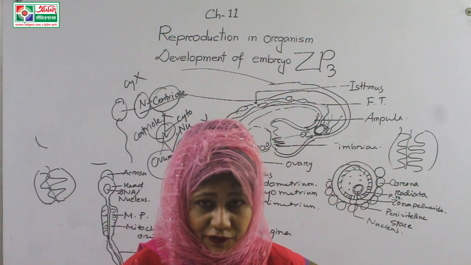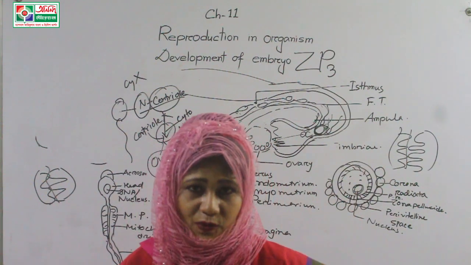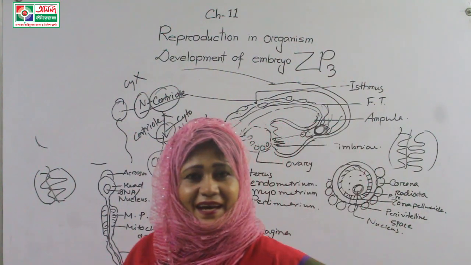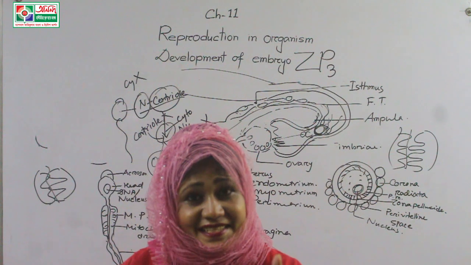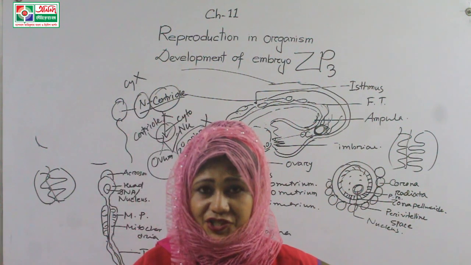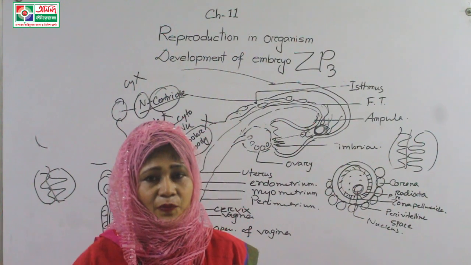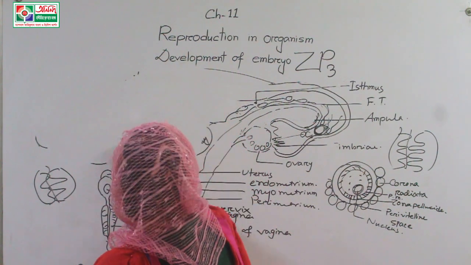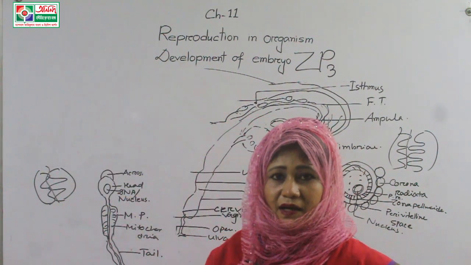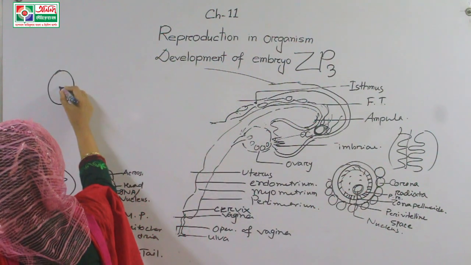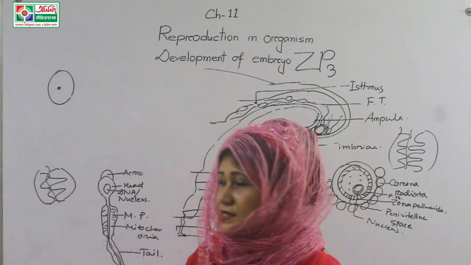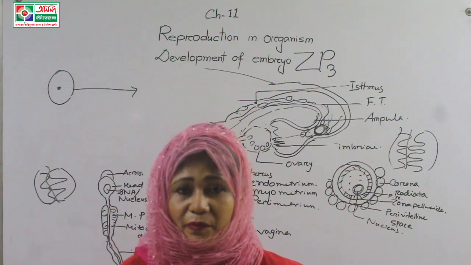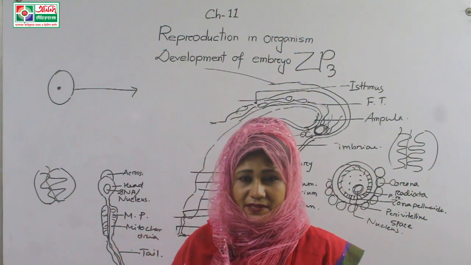And after the fertilization, we will get the zygote. Okay, students? Now what will happen? After 36 hours of the fertilization, the zygote produces what? After 36 hours, suppose this is our zygote, it undergoes a special type of mitosis known as cleavage.